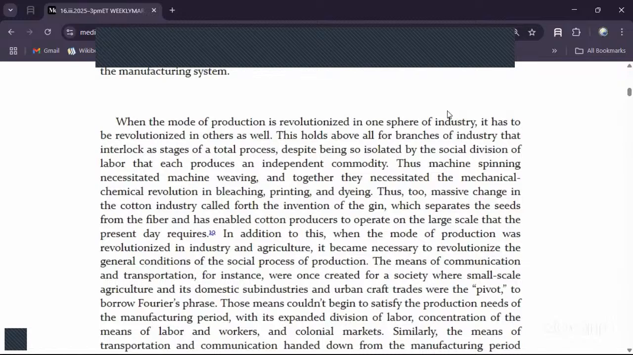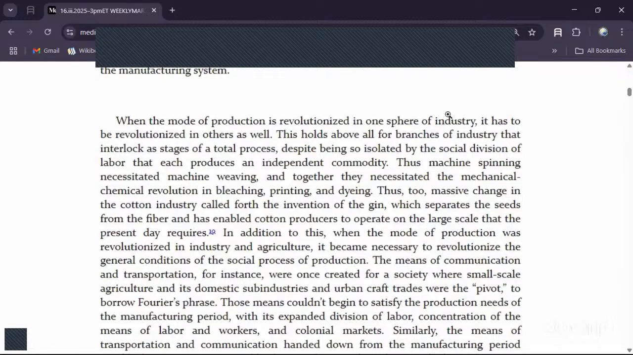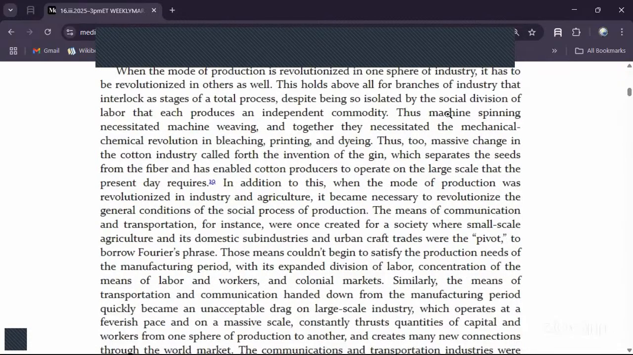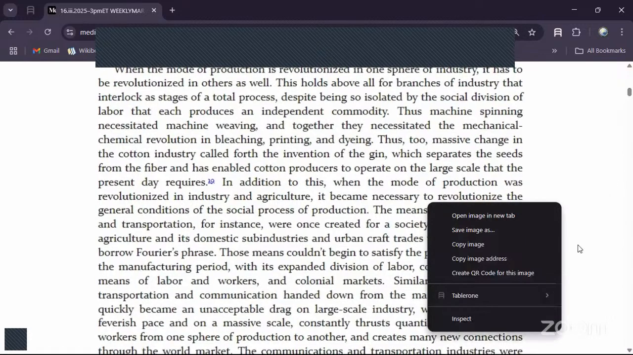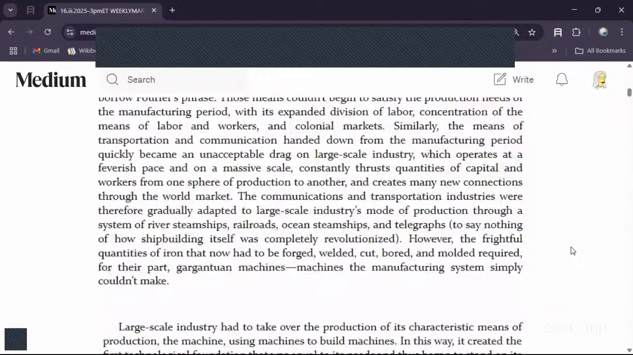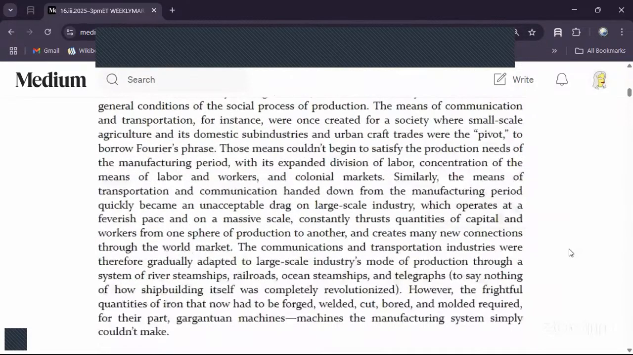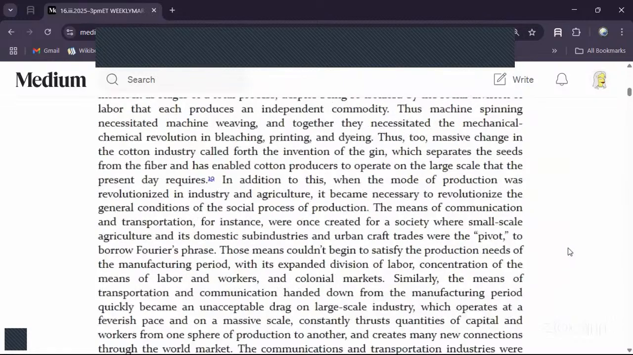Thus, too, massive change in the cotton industry called forth the invention of the gin, which separates the seeds from the fiber and has enabled cotton producers to operate on the large scale that the present day requires. In addition to this, when the mode of production was revolutionized in industry and agriculture, it became necessary to revolutionize the general conditions of the social process of production.